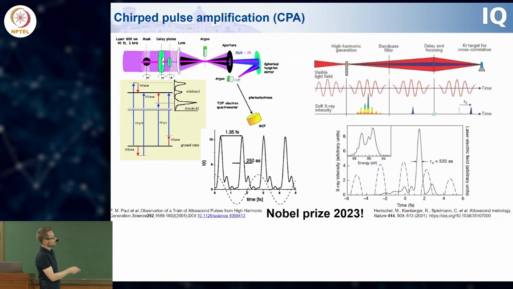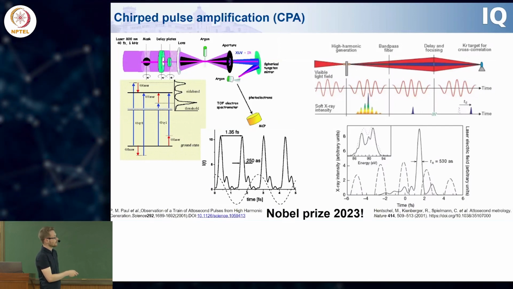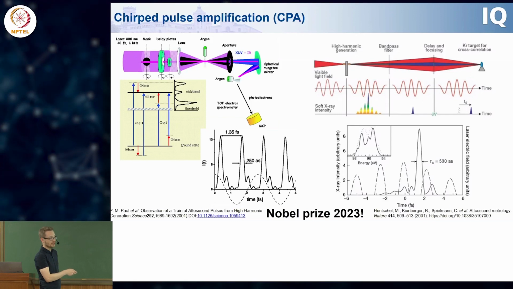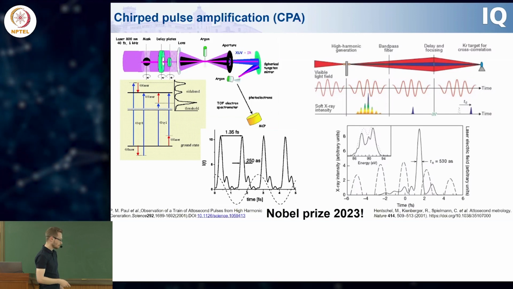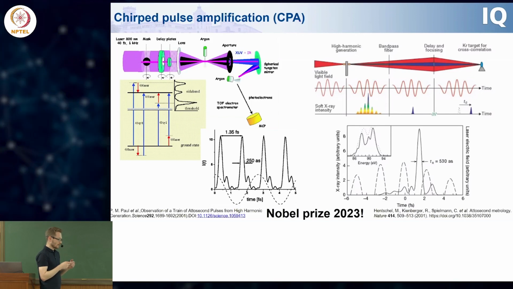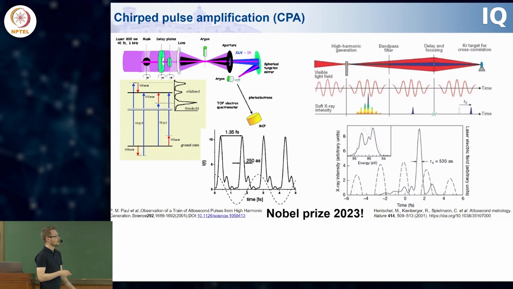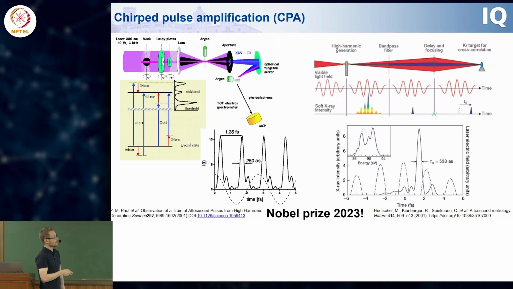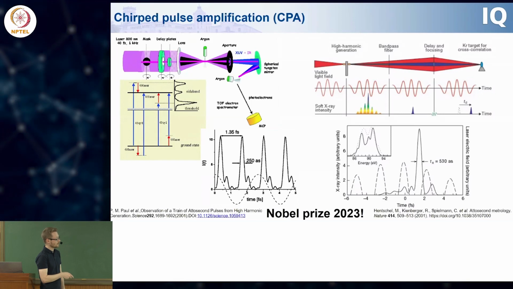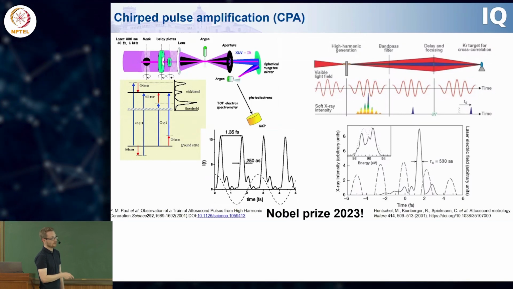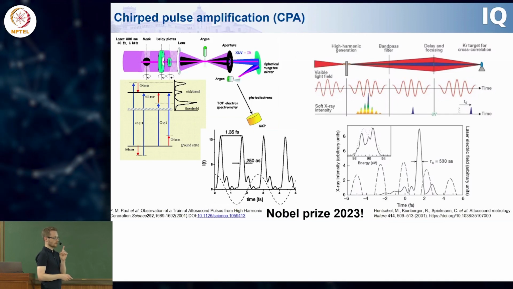On the right here, you see what they call streaking nowadays. So you generate your harmonics, you keep a small portion of the IR, refocus it on a second gas jet, and introduce a delay between the XUV and the IR beam. By doing that, you get a beating signal that you can then calculate back to attoseconds. So this concept works for isolated attosecond pulses, like a single attosecond burst of radiation.